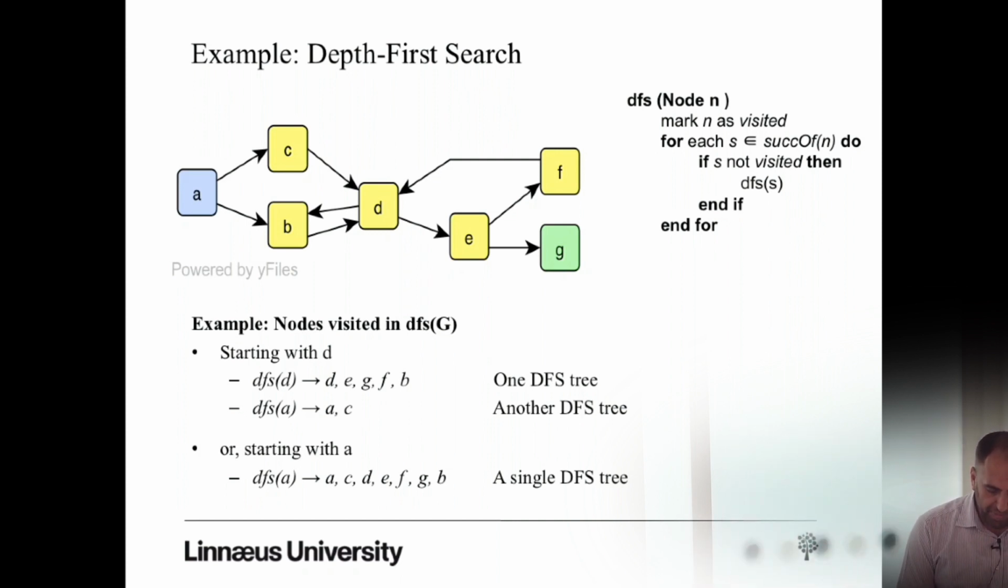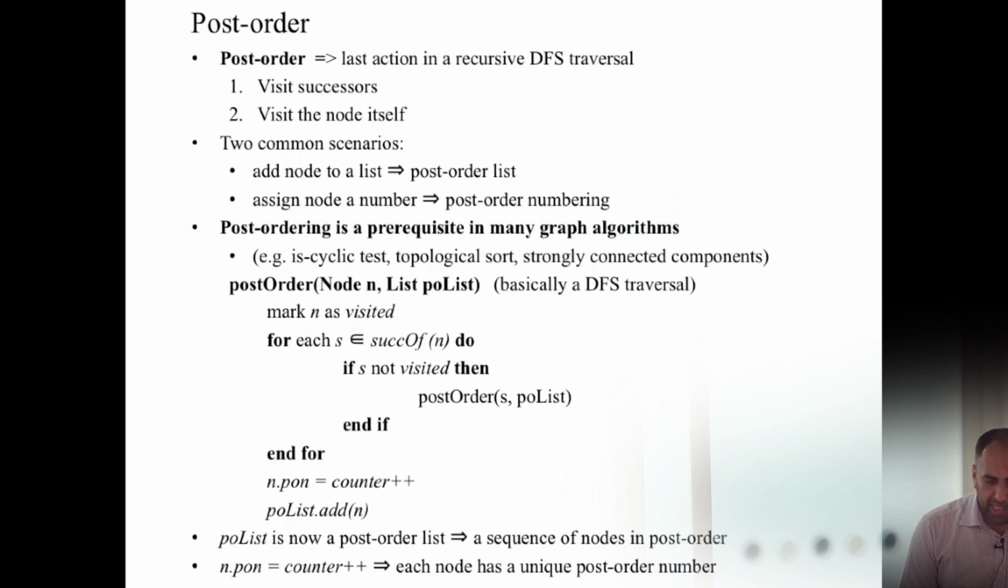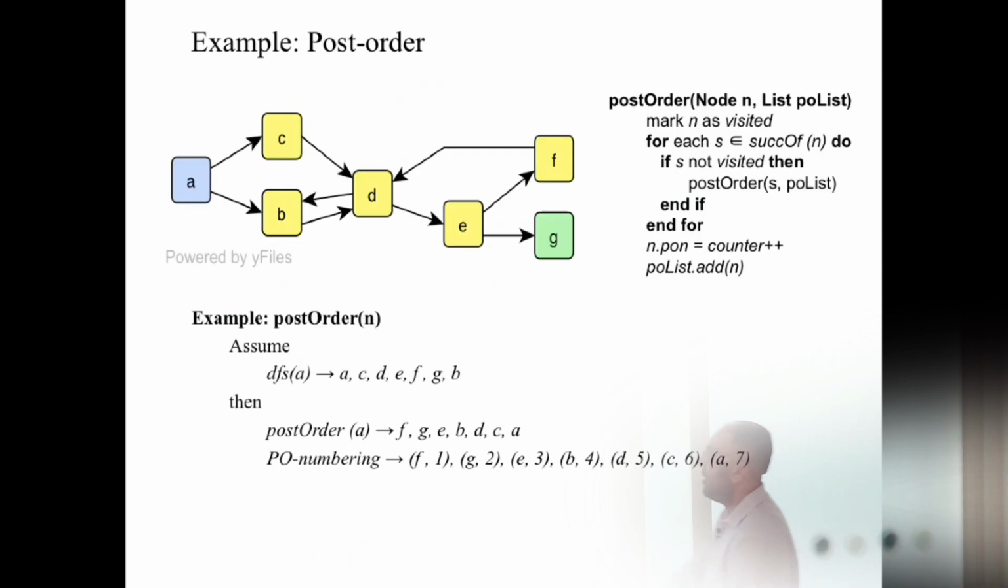Similarly, in post order, there can be more than one different post order depending on the path that you select. So often when we are talking about post order, we first need to identify which path we are taking. For example, if we take this path A, C, D, E, F, G, B, it means that we start from the node A and then we go to the node C.